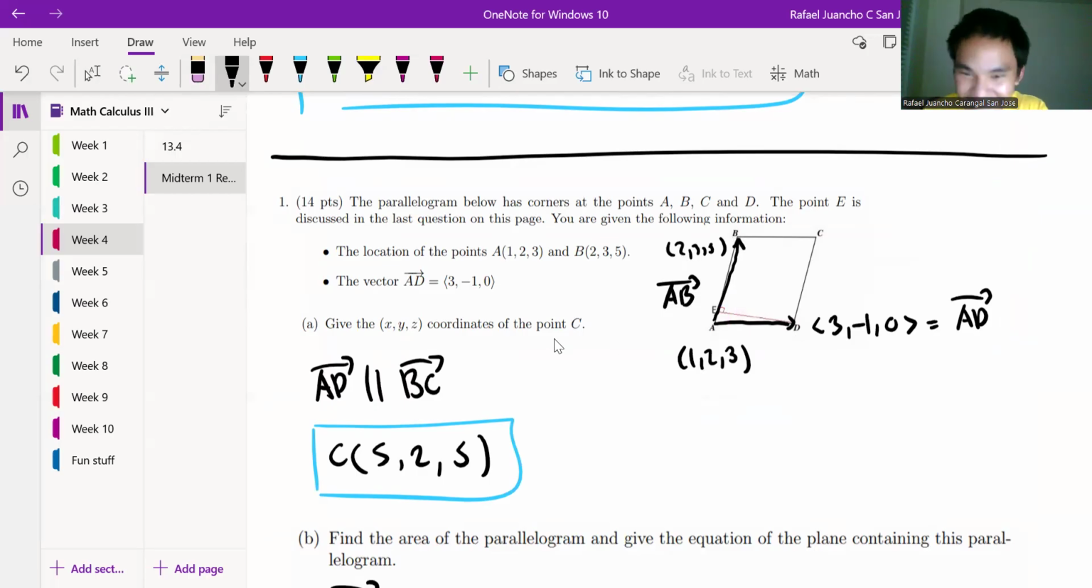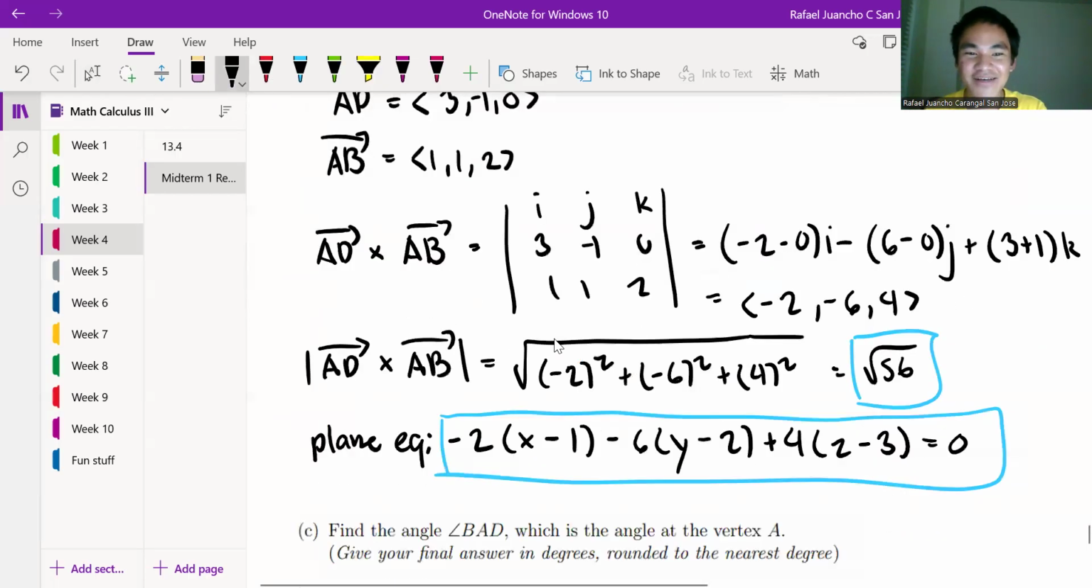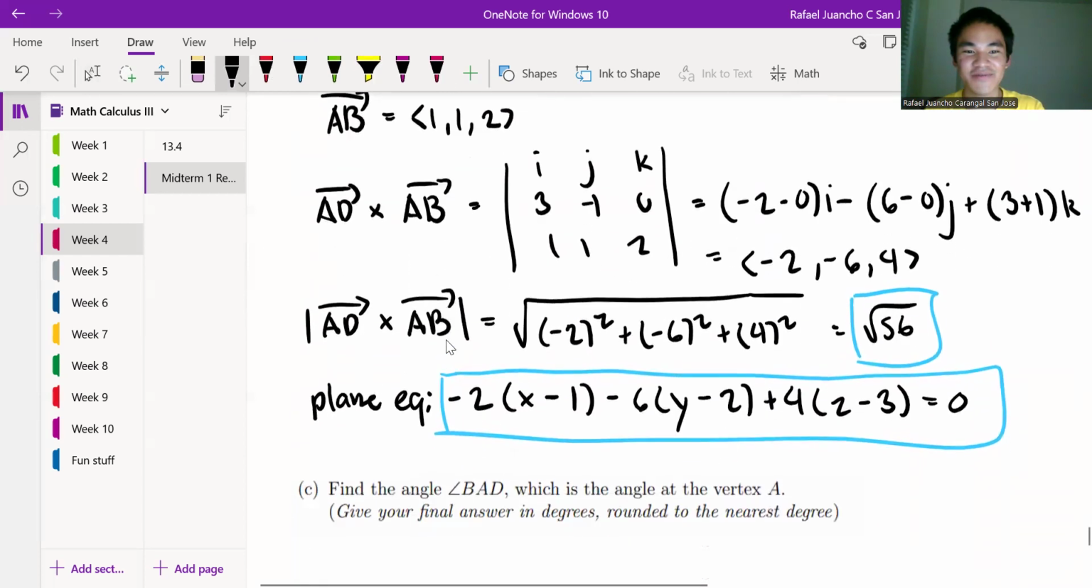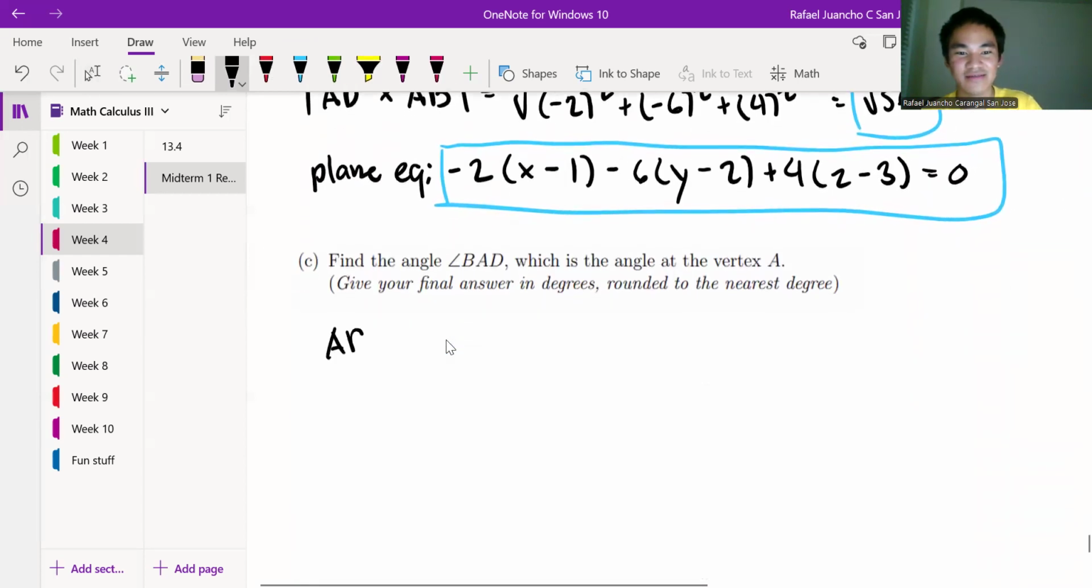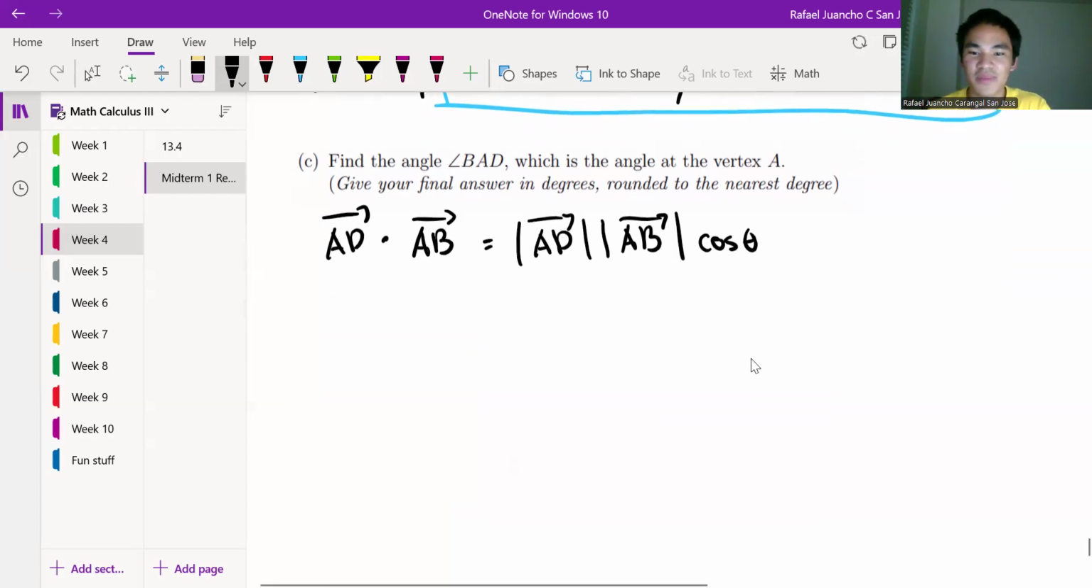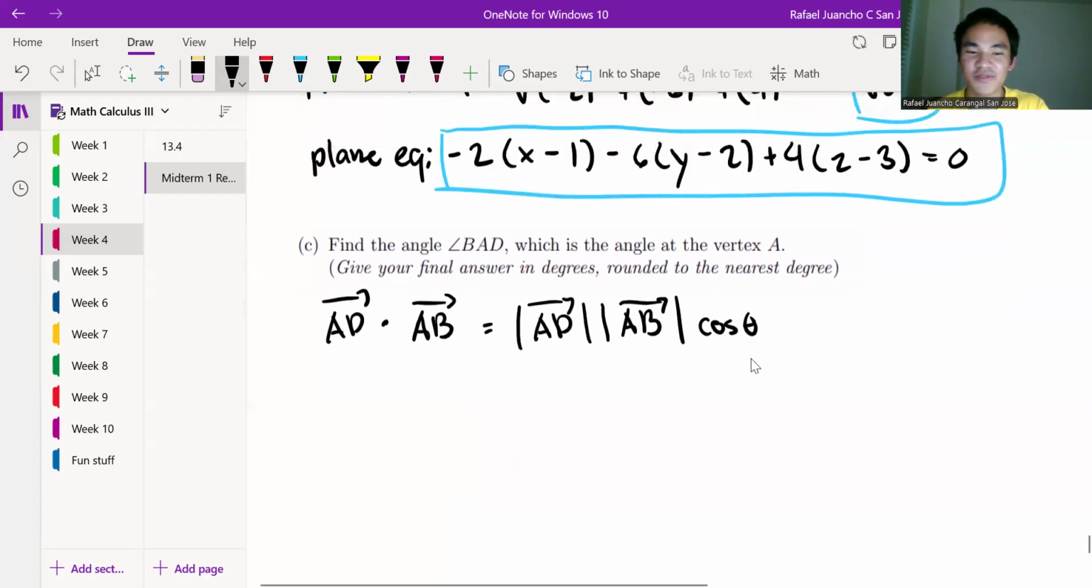Now we get the dot product of those two things. So we get AD dot AB, right? And then this is just equal to their magnitudes and then the cosine of theta. And then here we just find theta in degrees. So that's pretty much it.